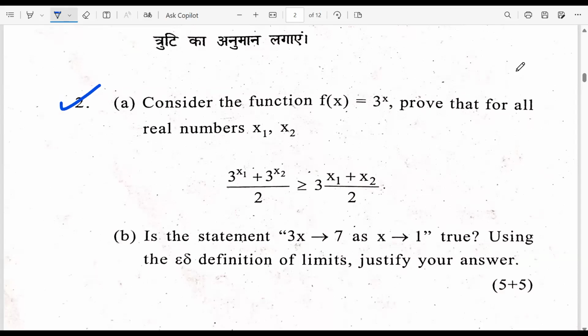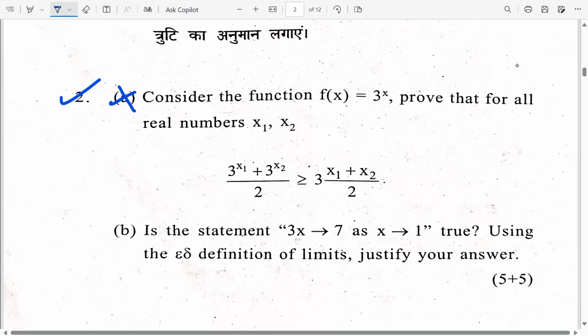Question number 2, part A, has a misprint, so we are not going to solve this question. The question itself is a bit wrong, so I can write that this part is not to be done. This is the original question paper and there was a misprint in it. Students who attempted this question, even if you attempted it, would get complete marks. This was for 5 marks, and you get the complete 5 marks. We are going to solve part B.